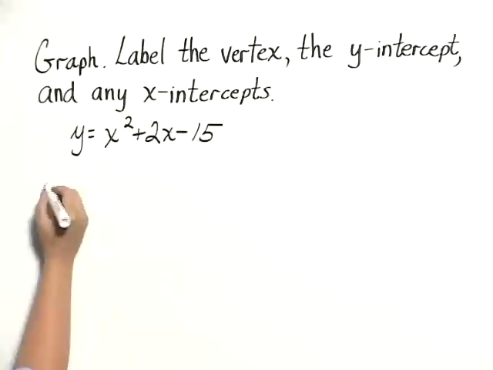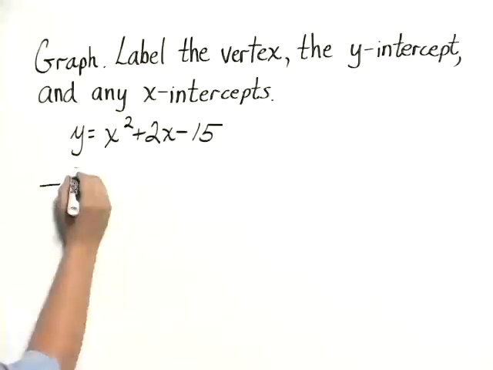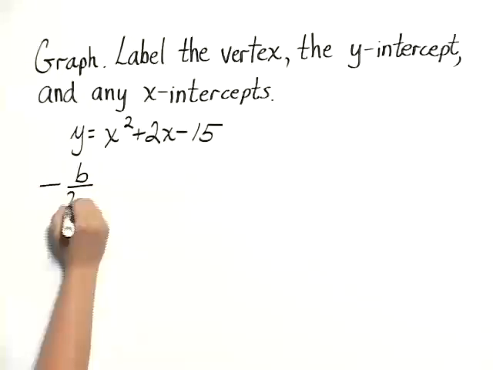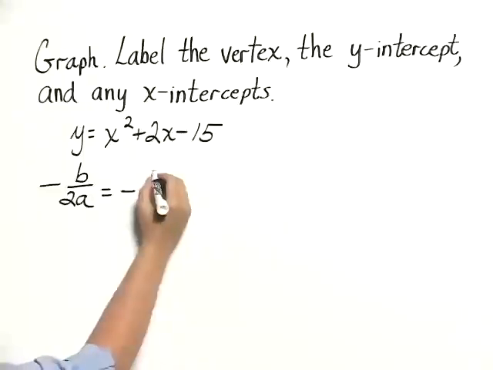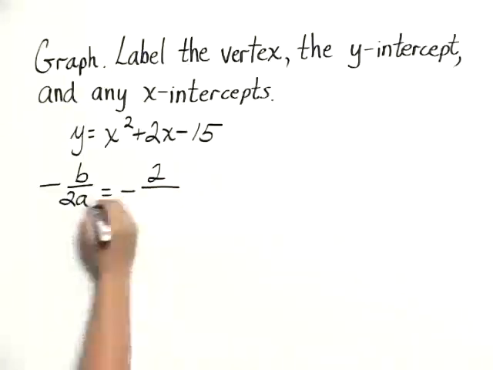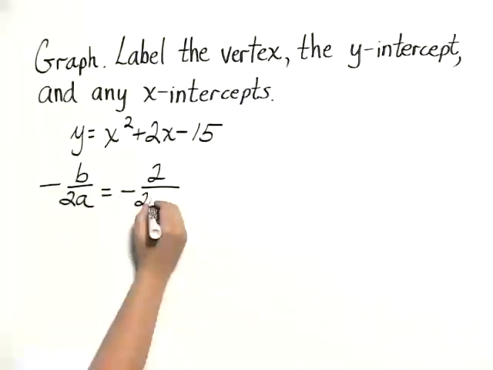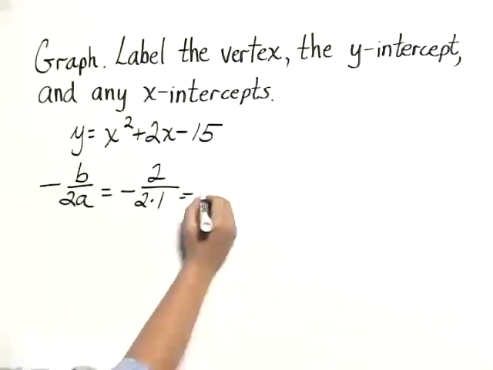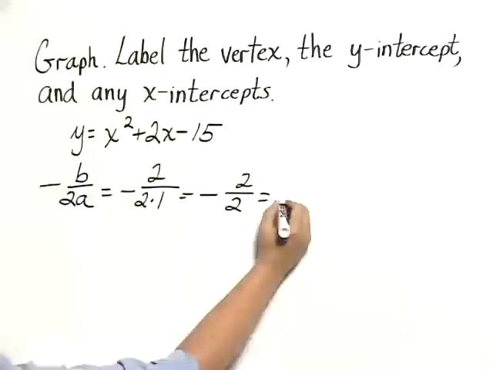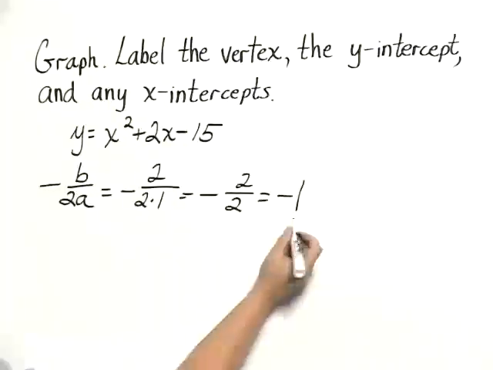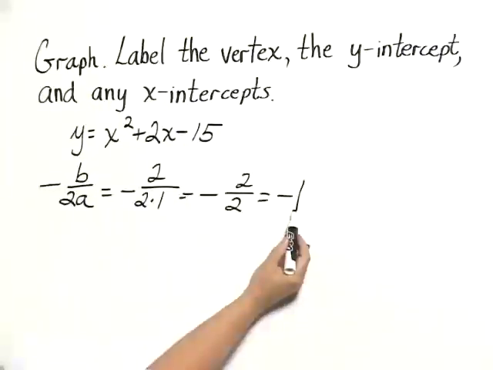To find the vertex, we can use the formula, the opposite of b over 2a, and that gives us the x-coordinate of the vertex. That is the opposite of b, which is 2, over 2 times a, which is 2 times 1. And that's the opposite of 2 over 2, which is negative 1. This is the x-coordinate of the vertex.